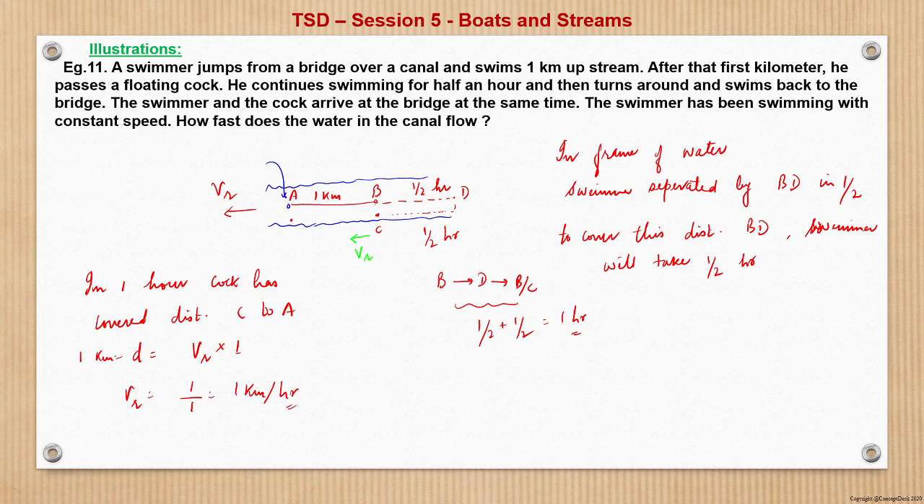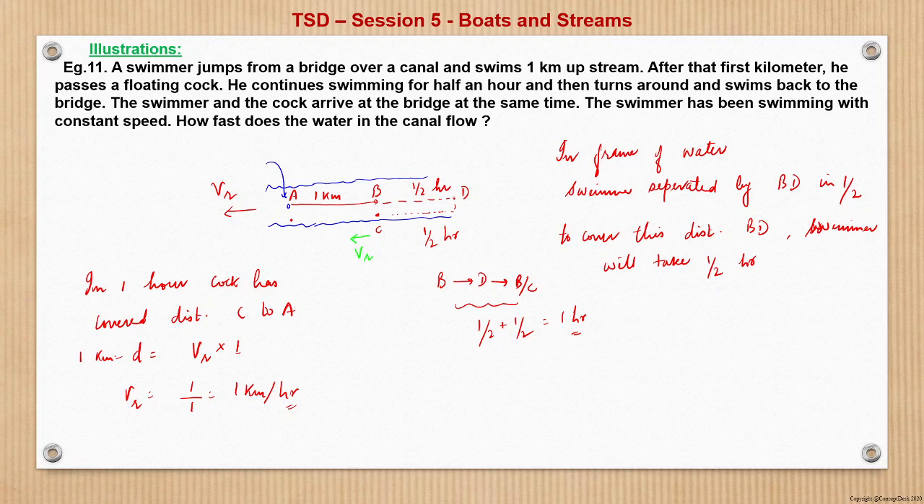A very interesting thing, let me just summarize what happens. Whenever we take anything as a frame of reference, we assume that it is not moving. So if that is not moving, with respect to that, what is the speed of the other object? So here, if water is not moving, with respect to water the swimmer is swimming at a certain relative speed, let that be VB. So he covered the distance BD, then at the same speed VB he will come back to point B.